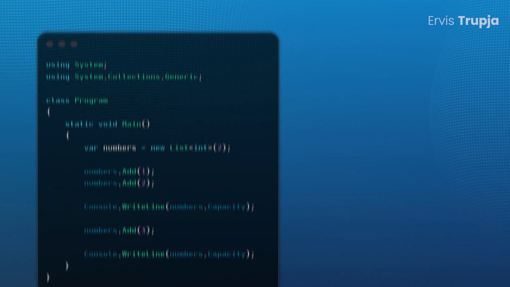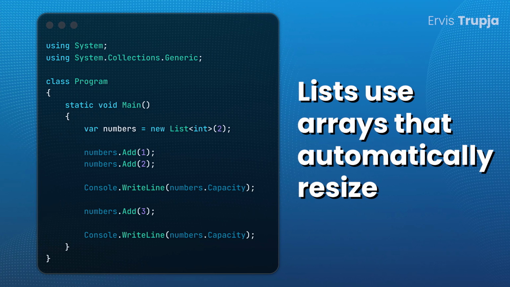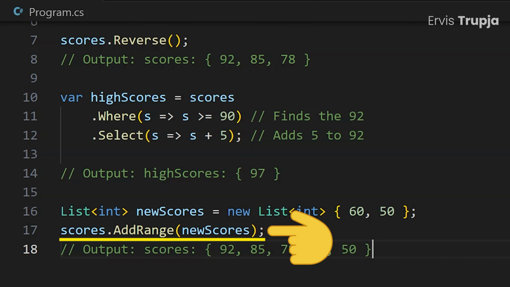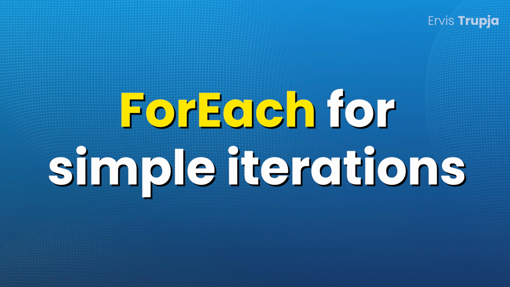items. Under the hood, lists use arrays that automatically resize when you exceed the capacity. Use AddRange to add multiple items at once and foreach for simple iterations.